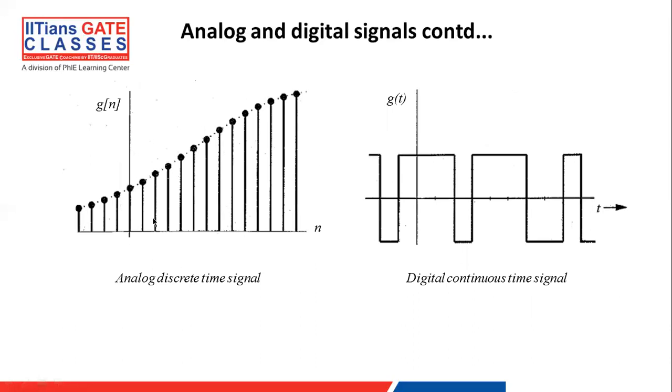Now, as I told, the analog signal can be discrete time and the digital signal can be continuous time. So here this will be discrete in time, but on the y-axis it can take any value from -infinity to infinity. Here it will take only a discrete set of values. So here again it is shown as an example with only two values, 1 and -1.